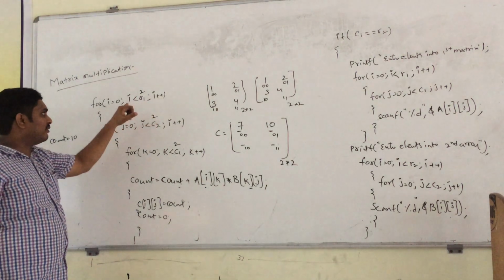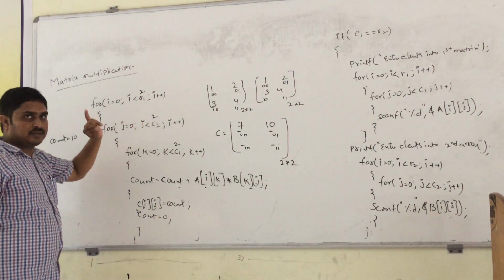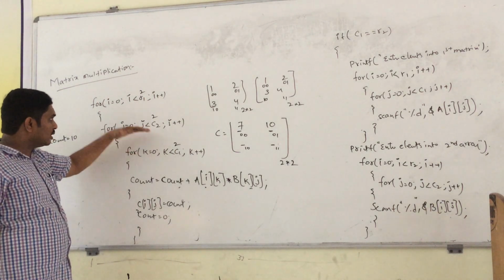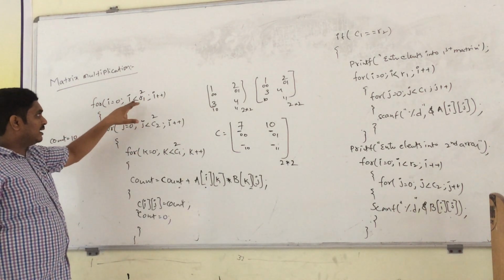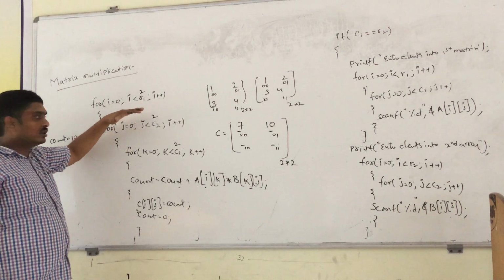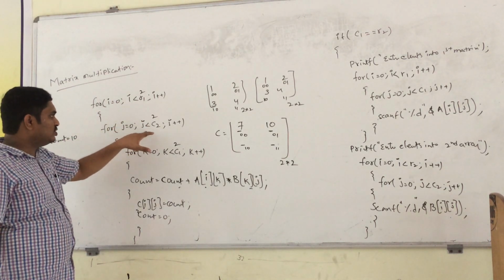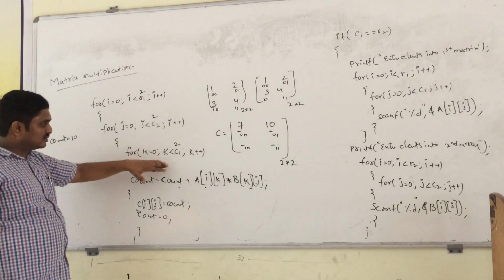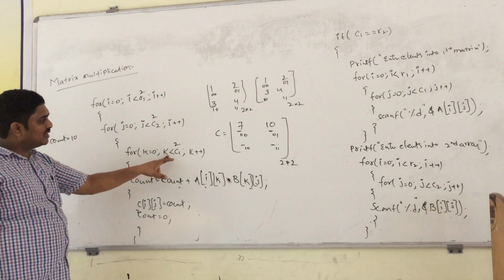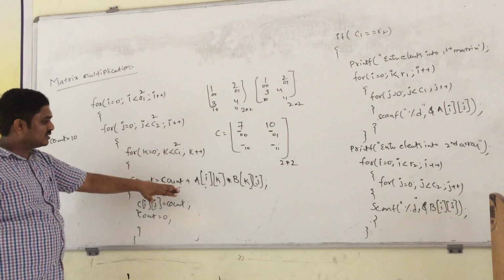After the incrementation, the i value will become 1. Then check the condition: 1 less than 2, condition true. So if the condition is true, then it enters into the loop. So j value 0, 0 less than 2, condition true. It enters into the loop. k value 0, 0 less than 2. It is also true. It enters the loop.